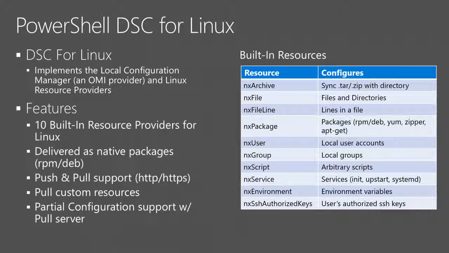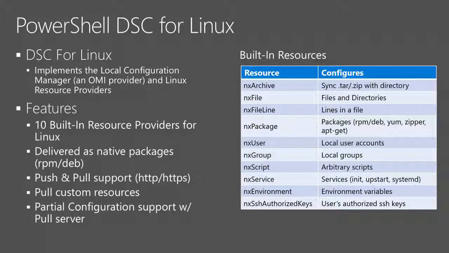And then in terms of the implementation, on the Windows side, you have a local configuration manager with the WMI v2 provider. On the Linux side, we have an OMI provider, local configuration manager, and Linux resource providers actually written in Python. So we can go out and look at specific resources. The resources listed here are built in. These are some of the 10 that we thought our customers needed right off the bat.